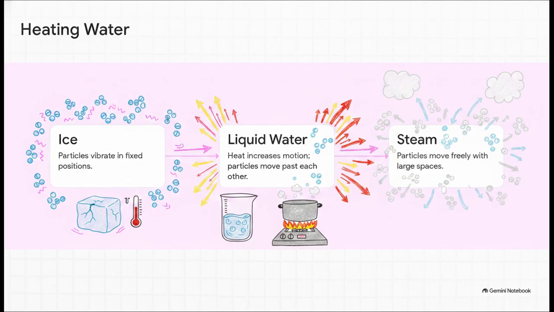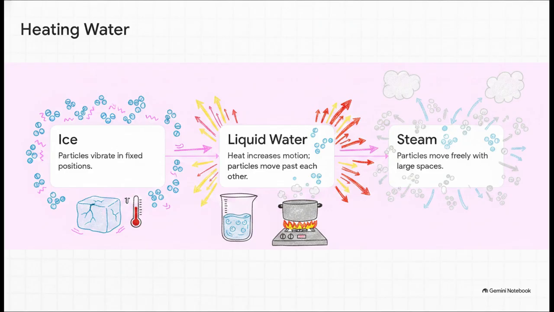Step 1, we start with a solid block of ice. The water molecules are tightly packed, just vibrating in fixed positions. They don't have a lot of heat energy. Then, step 2, we leave that ice on the counter, and it absorbs heat from the room. That heat acts like an energy drink for the particles. They start moving faster, breaking out of their rigid rows. Now, they're liquid water. They're still close, but they're sliding and flowing past each other.